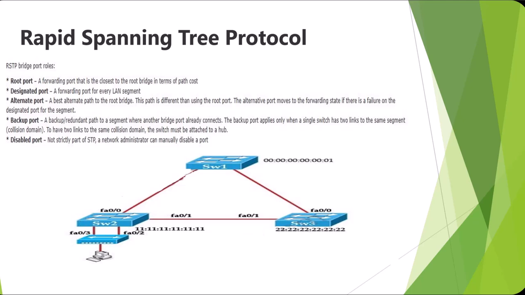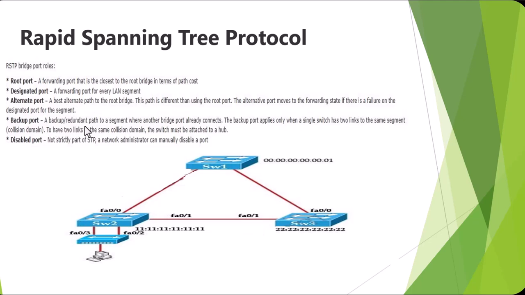And so we have different port roles, as you can see here. We have the forwarding root port, designated port, alternate port, backup port, and disabled port. The port roles are different from the legacy spanning tree protocol. The designated port is a forwarding port for every LAN segment. The alternate port is the best alternate path to the root bridge, different from the path using the root port. The alternate port moves to the forwarding state if there is a failure on the designated port for the segment.